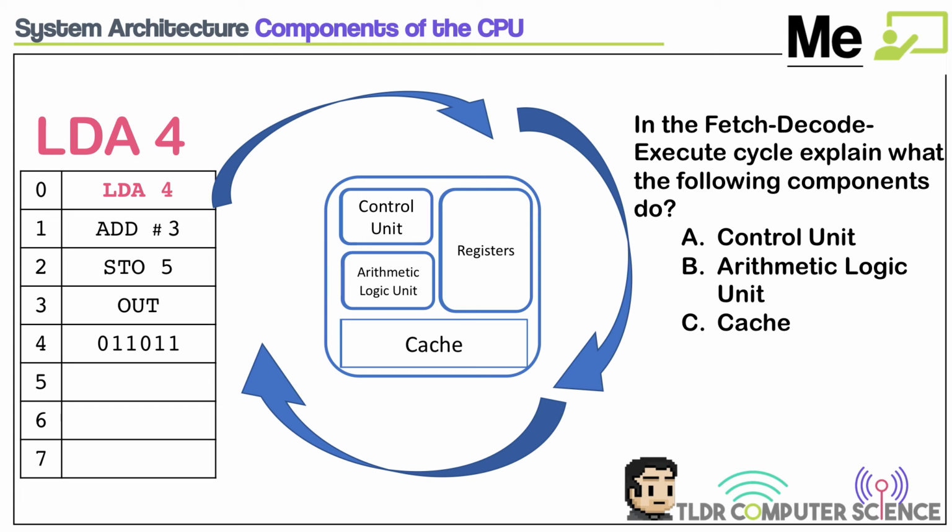We've talked about this, so we'll go over it again and see what we remember. In the fetch decode execute cycle, explain what the following components do. What does the control unit do, Jack?